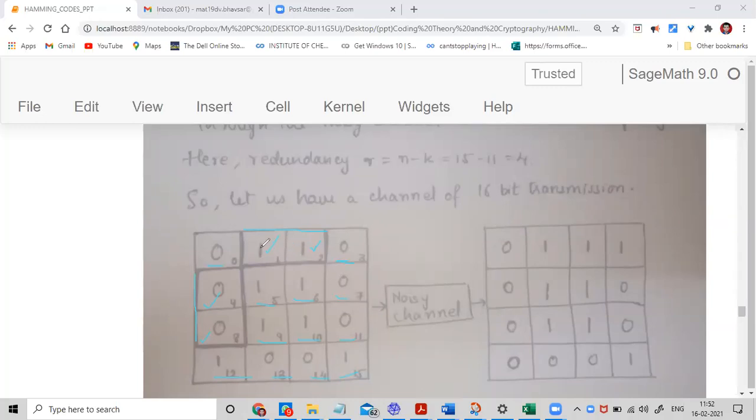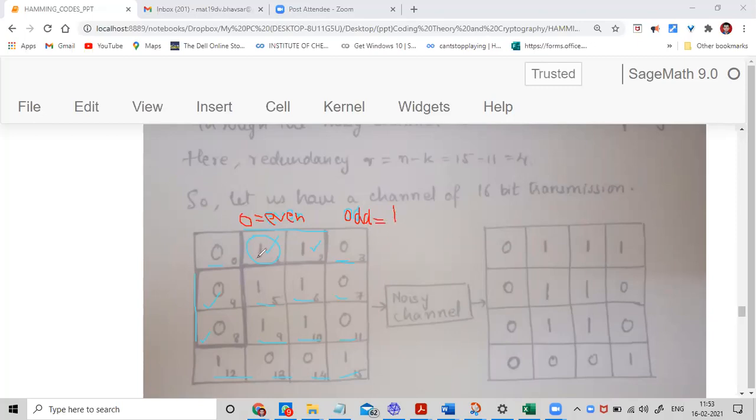So how do we compute these things? For my bit to be here, the parity. What do we mean by parity? Parity is nothing but even or odd. In layman's terms, if the sum of the ones is even, then I'll write it as 0. And if it is odd, then I'll write it as 1.